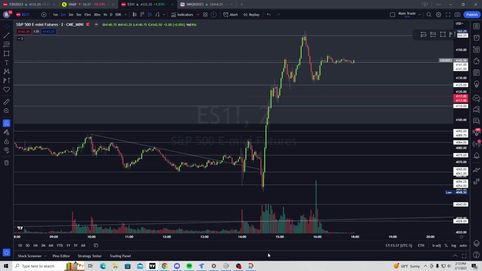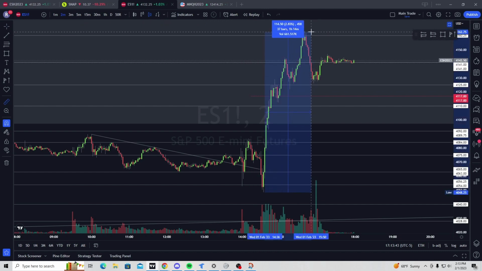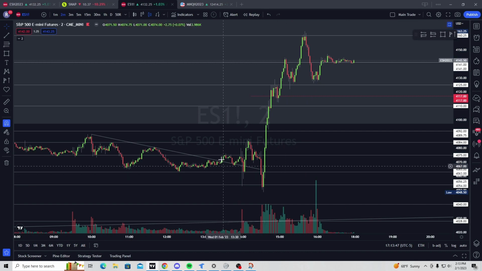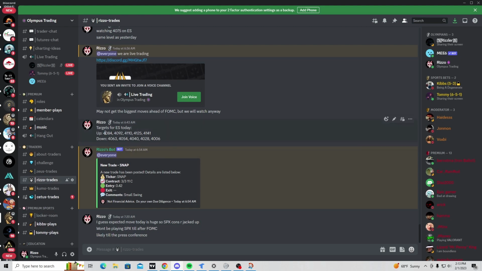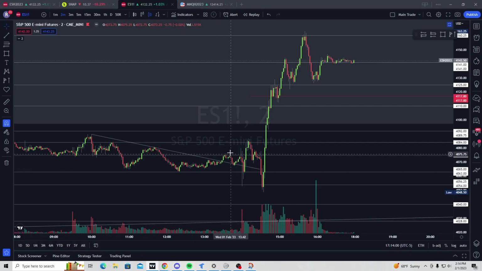Today we had FOMC and we were able to play the crap out of this 115 point move. Nearly 115 points, maybe on the dot, from peak to trough. So today, I had set out some levels in the morning, a little bit after the open. And these were some crucial levels that ended up paying heavily.